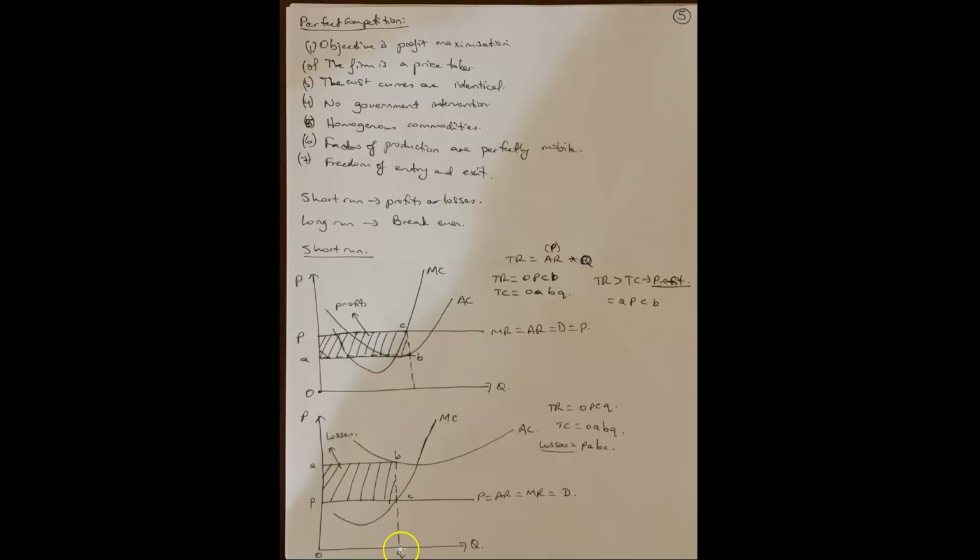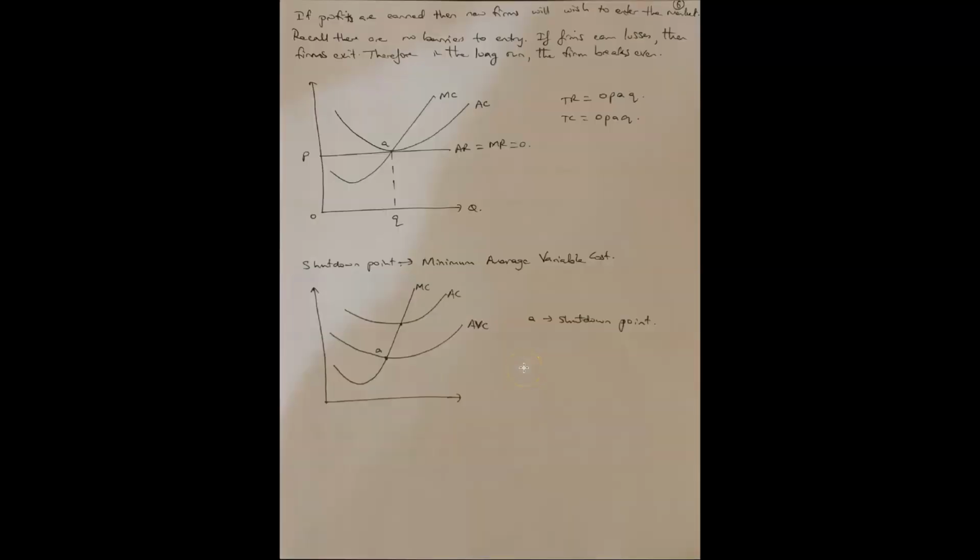Your total revenue, remember, revenue is price by quantity. So here you have your price, this is your quantity. So your total revenue is OPCQ, which is much smaller than OABQ. So the difference would be the shaded region here. Your total cost being greater than your total revenue, the difference would be PABC, which is your total losses. Again, this is the short run scenario.